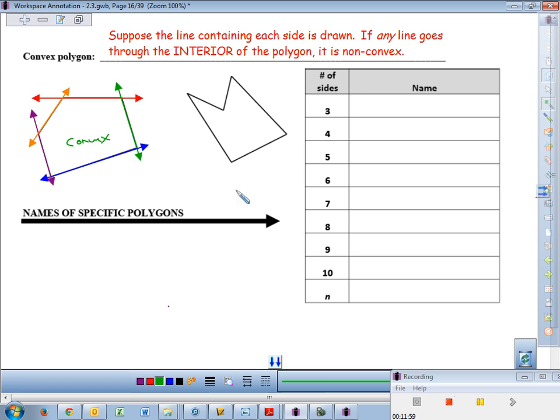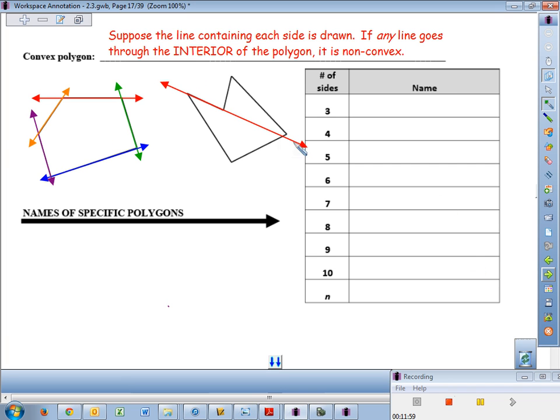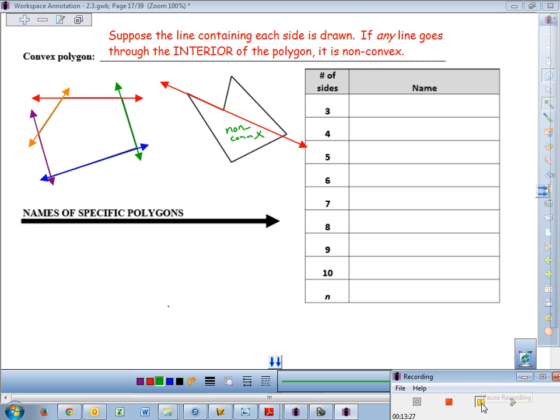What do you think about this one right here? Will it be convex or non-convex? Well, check this out. See that? See how I extended that one side of it through? Did that line go through the interior? That is non-convex. And in my own words, I like to think of it like this. You see how this one dents in, if you will? It kind of has a dent in it. That means that that is non-convex. But if you can extend that out and your extension goes through the inside, non-convex. If you do them all and none of them go through, that's convex.